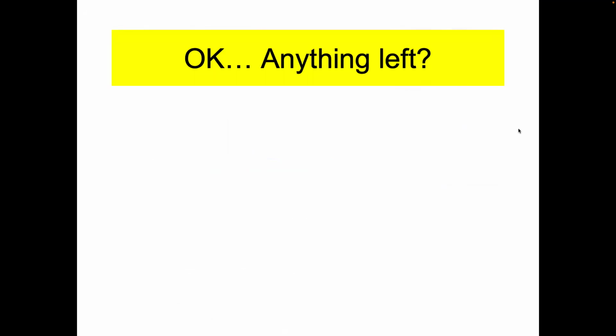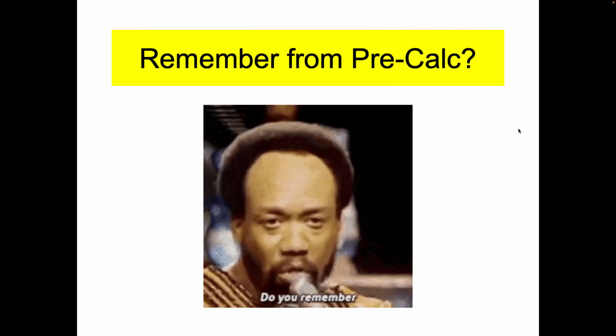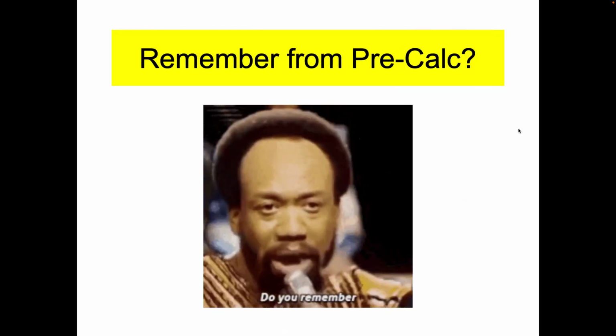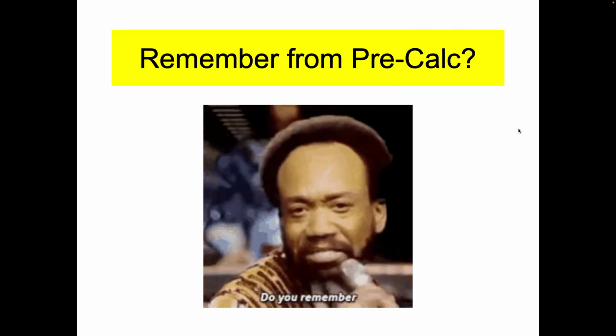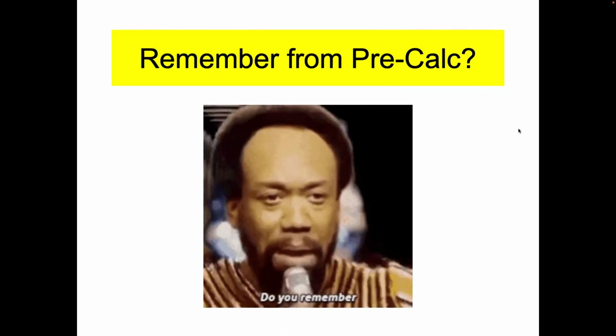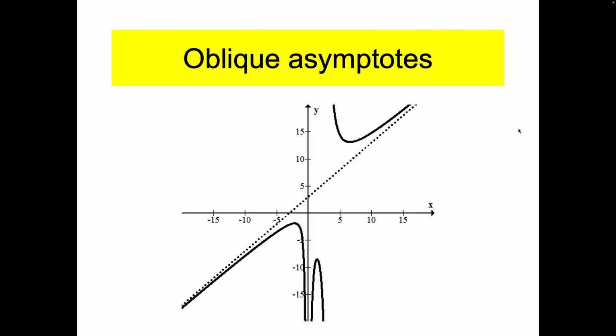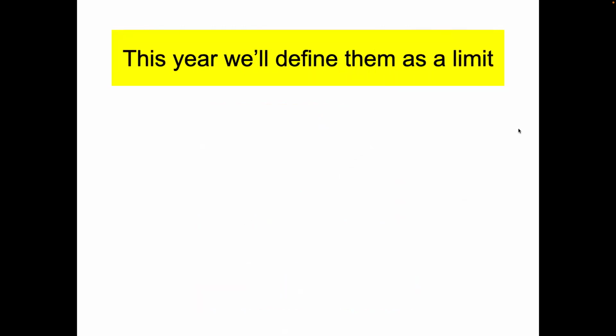What's left that we didn't do? Oblique asymptotes, right? So Abby just said she skipped it, right? But do you remember finding oblique asymptotes from pre-calc? Well, what did you do to find them? Okay, well then you don't remember. You remember what they look like. They look like this, right? Okay, so how do we find them?